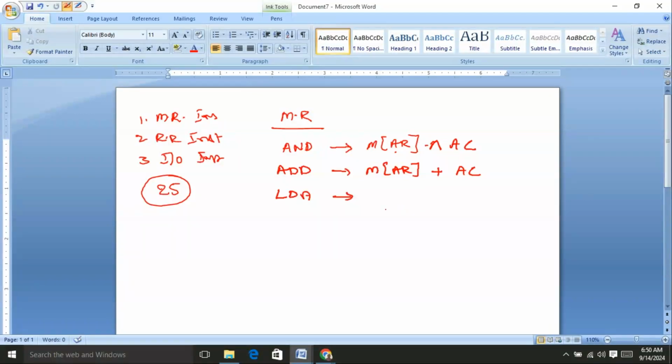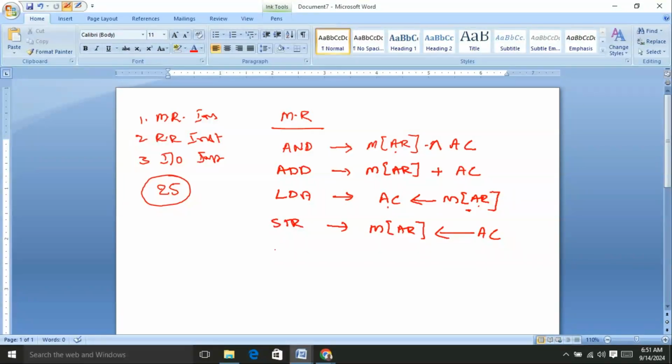Next one, LDA, load, means we are going to load the data into the accumulator. AC is loaded with M of AR, that means the data within the memory location at a particular address is loaded to the accumulator. STA, store, means we are going to store the content of the accumulator in a particular memory location. That means the content of the accumulator is transferred to the memory location.